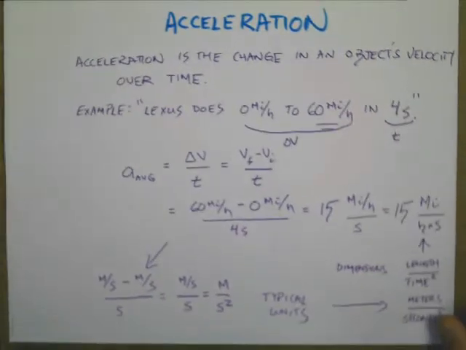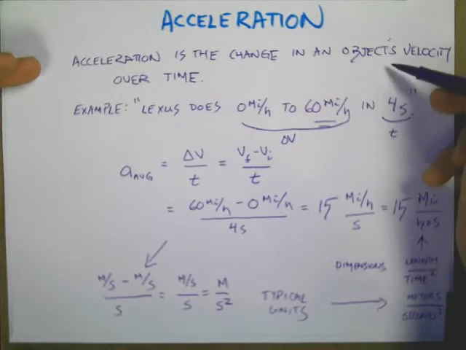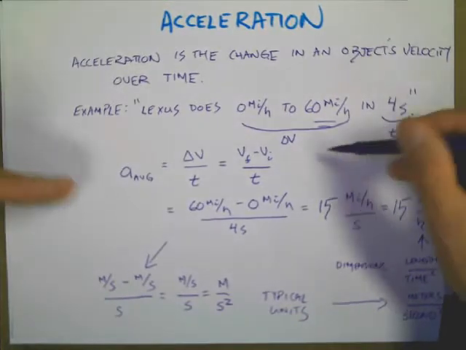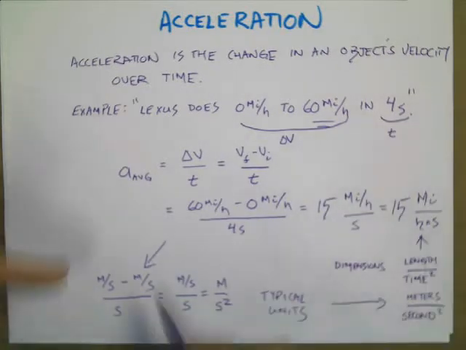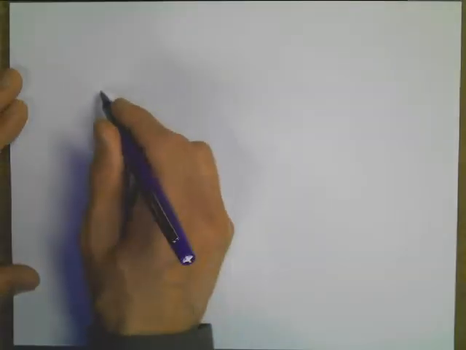All right, so that's basically the overall word definition of acceleration, followed by a formula definition of average acceleration, followed by an example with numbers plugging in. Now, one last thing about this. Let's go back to the example of the Lexus.